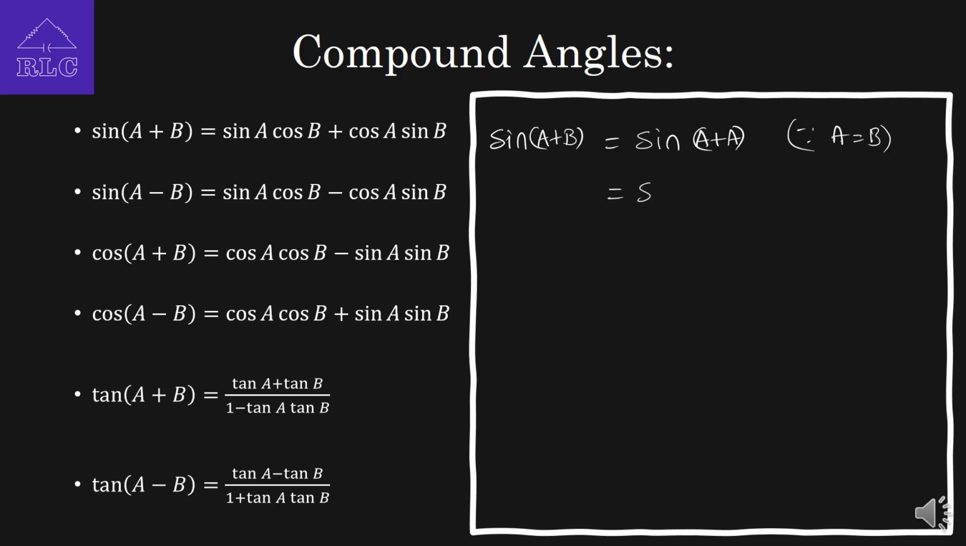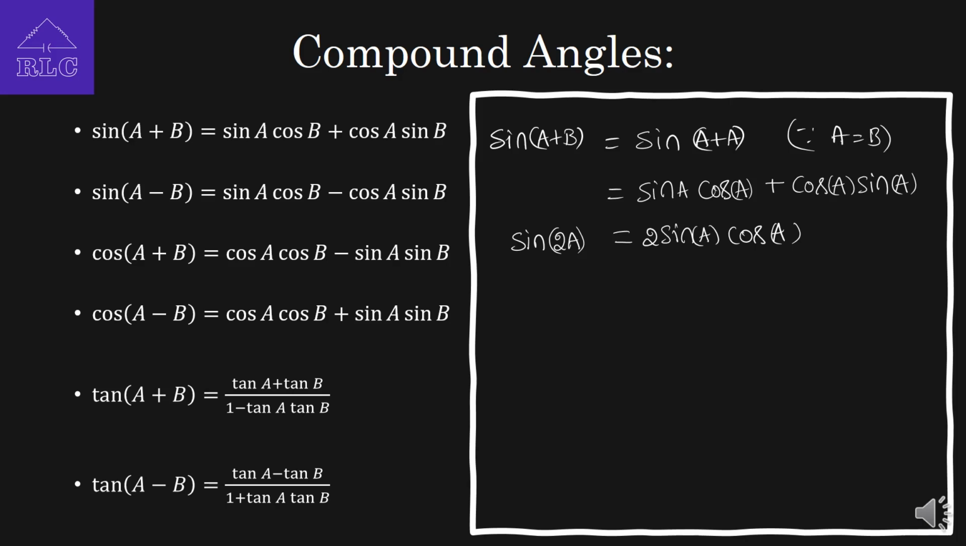So what happens? Sin a cos a, similarly plus cos a sin a. Both are same, cos a sin a and sin a cos a. So you can write it as 2 sin a cos a. Therefore, we have sin 2a value can be extracted from the given identity.